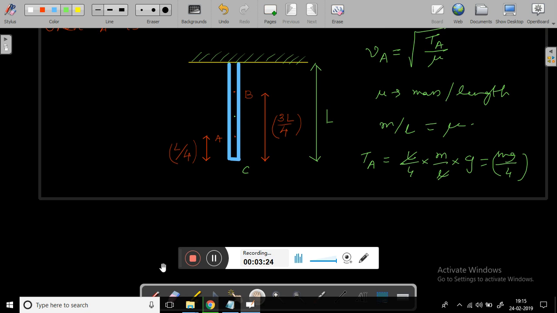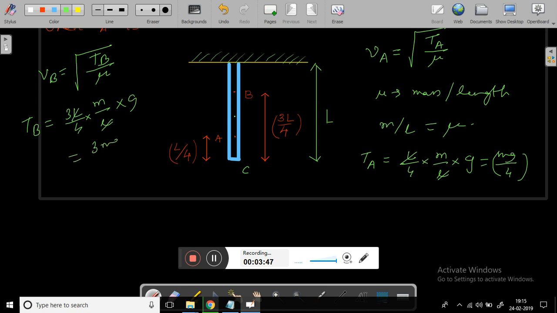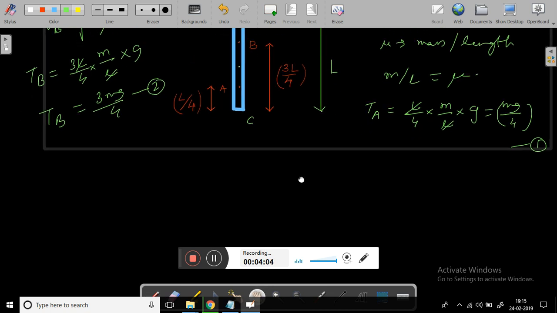Now for point B, in a similar manner, vB is root of TB by mu, where TB is the tension at point B and mu is the mass per unit length. We can find TB: the length is 3L by 4, multiplied by m by L, the mass per unit length, into g. So we get 3mg by 4. That is the tension at point B. Now we have two equations: tension at point A is mg by 4, and tension at point B is 3mg by 4.